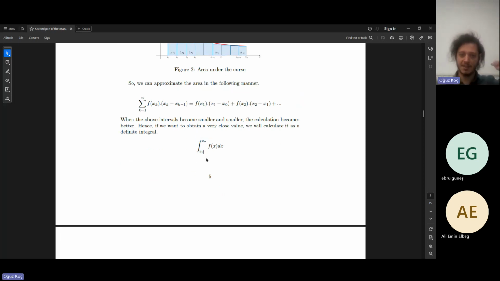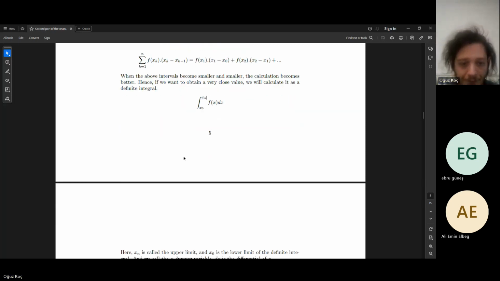And it is denoted like this. Here, these are the limits of our integral. This is the sign for the integral, and here x is our dummy variable, and this is the differential, and it says that you need to take the integral in terms of x. This is the lower limit, and this is the upper limit here.